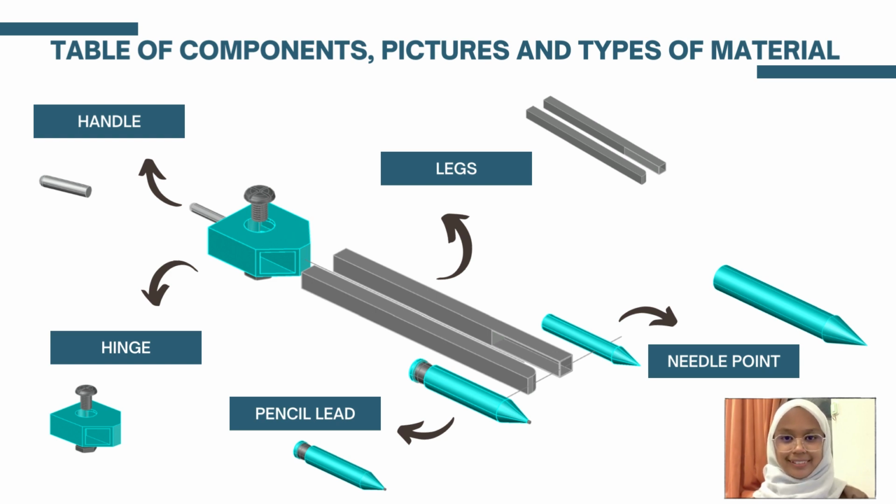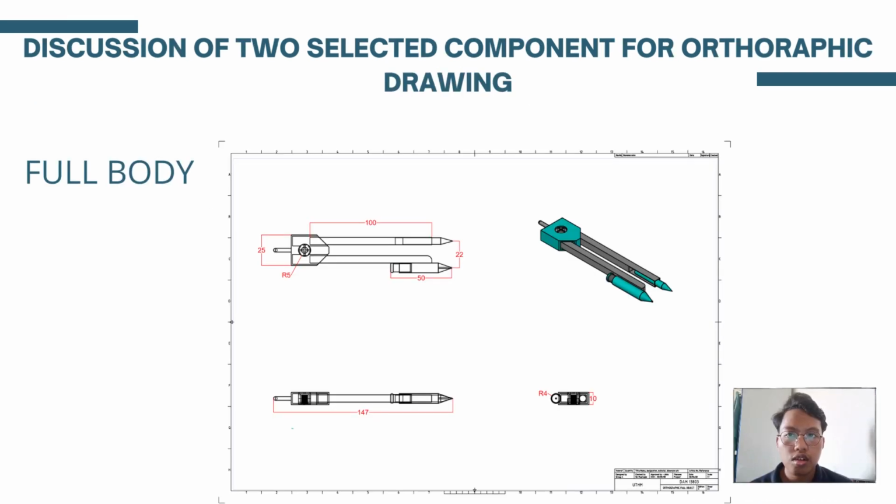Thank you. So next, discussion of two selected components for orthographic drawing. So this is the full body orthographic drawing for our compass. The total length is 147 mm and the width for the hinge is 95 mm. The radius for the screw is 5 mm and the radius for our pencil is 4 mm and the height for our compass is 10 mm.